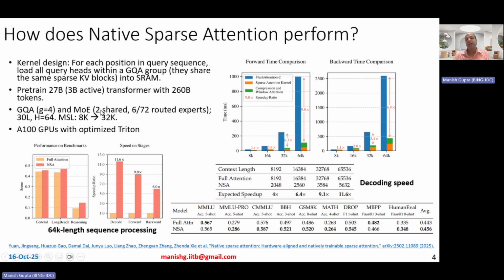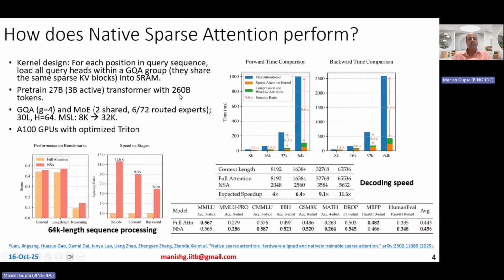They actually follow the DeepSeek MoE approach, where there are shared experts and routed experts. They have 2 shared experts and 72 routed experts, of which every token is routed to a max of 6 routed experts, right? Which basically means that their activated parameters are just 3 billion.